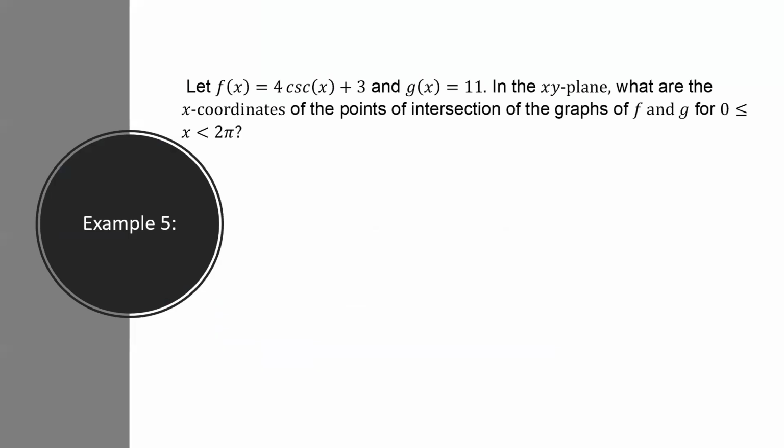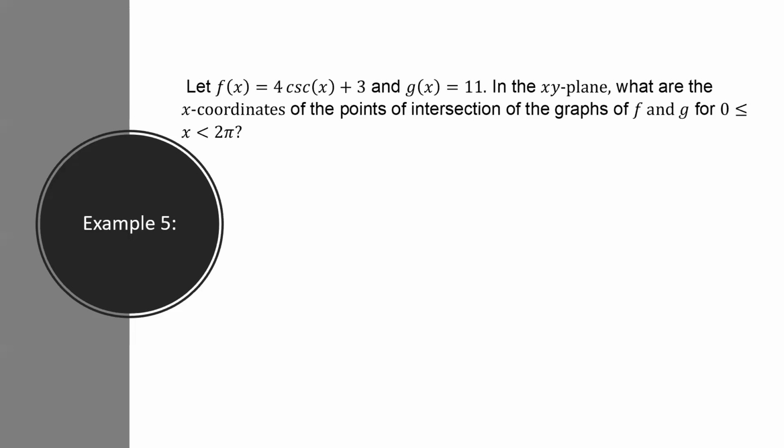It says we have f of x equals 4 cosecant x plus 3 and g of x equals 11. In the xy plane, what are the coordinates of points of intersection of graphs for f and g? A problem similar to one from your mock exam, right? We're going to learn how to solve them.